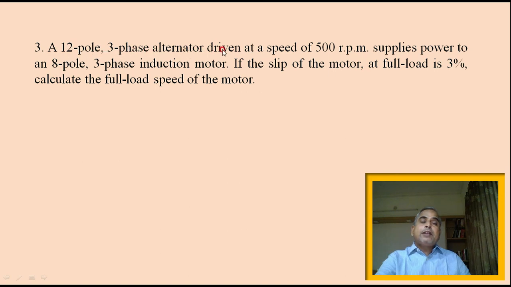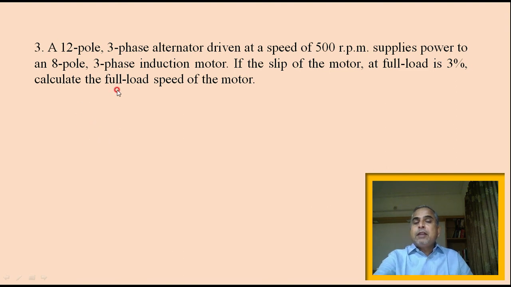A 12-pole 3-phase alternator is driven at a speed of 500 rpm. It supplies power to an 8-pole 3-phase induction motor. The alternator is connected to the 3-phase induction motor. The speed of the alternator is 500 rpm, and it is connected to an 8-pole 3-phase induction motor. If the slip of the motor at full load is 3%, calculate the full load speed of the motor.